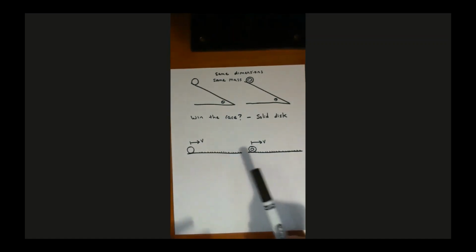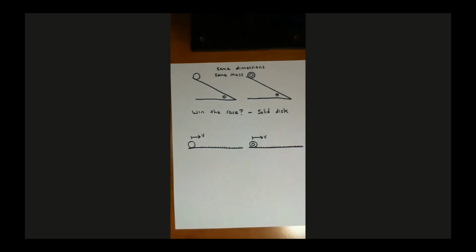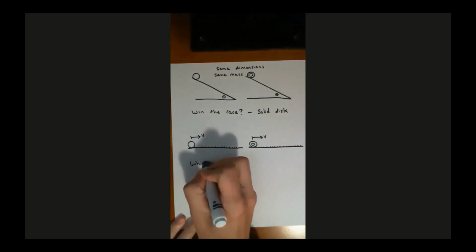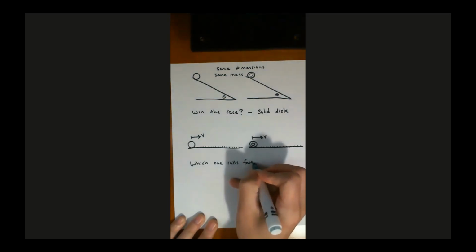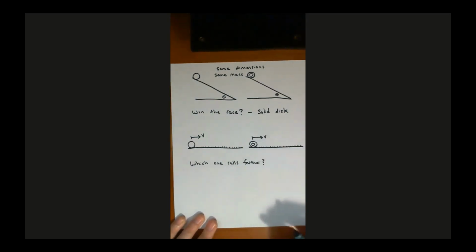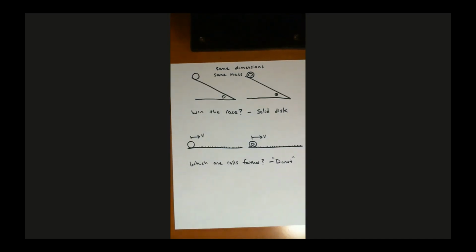So now the question is, this is kind of the opposite question from above. Which one will go farther before it stops? They actually will not go the same distance. One of them will go farther than the other. Which one rolls farther before coming to a stop? And the answer to this one is actually the donut shape.